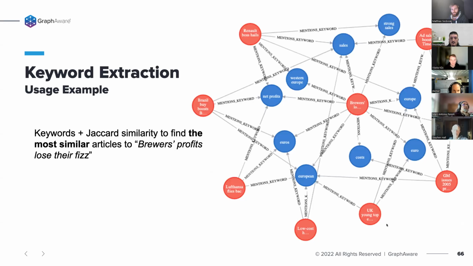And how this can be used is, for example, for identifying similar documents regarding the topics discussed in them. Like I mentioned, you can use these keywords plus the Jaccard similarity, to analyze for each pair of documents the amount of shared keywords versus the size of the union of the keyword sets for both documents. A fairly simple approach, but you can already get documents about Renault and Brazil and Lufthansa, I think low-cost airlines, and so on. And you can see the keywords through which they relate to the original article, brewers' profits lose their fizz. It's all about sales and net profits and Western Europe and costs, right? So fairly interesting results with a very simple, inexpensive approach.